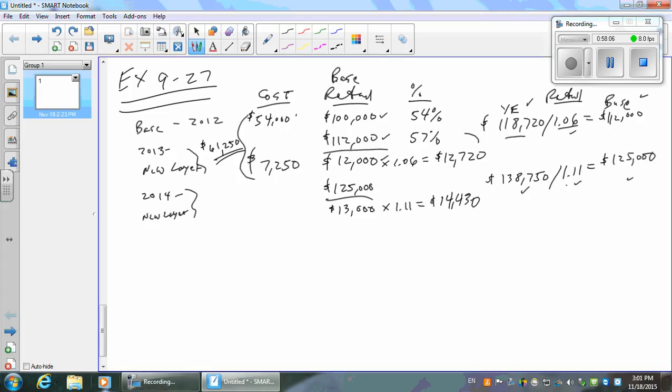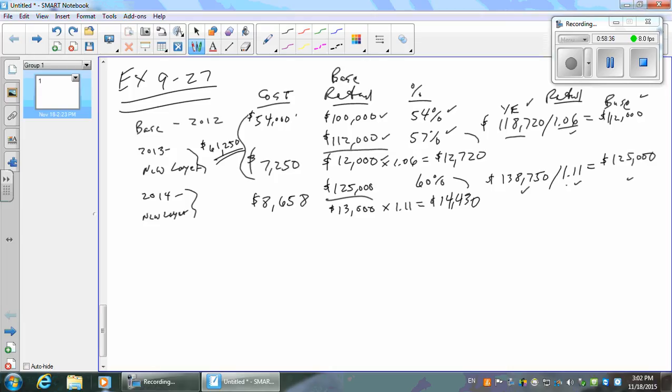All right, but that's in base year dollars. Now what do I need to know? Well, what was my cost to retail percentage that year? And of course, you would have taken your cost divided by the retail to get that percentage. So there's a shortcut here. How much is that? 60%? So I want to take that new layer times 60%, don't I? 14,430 times 60% is what? 8658.